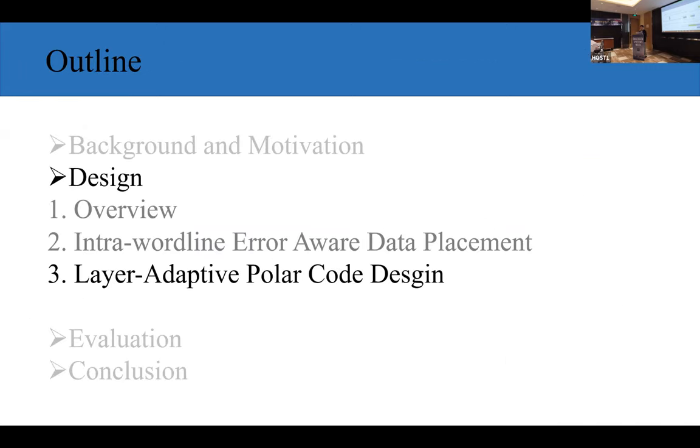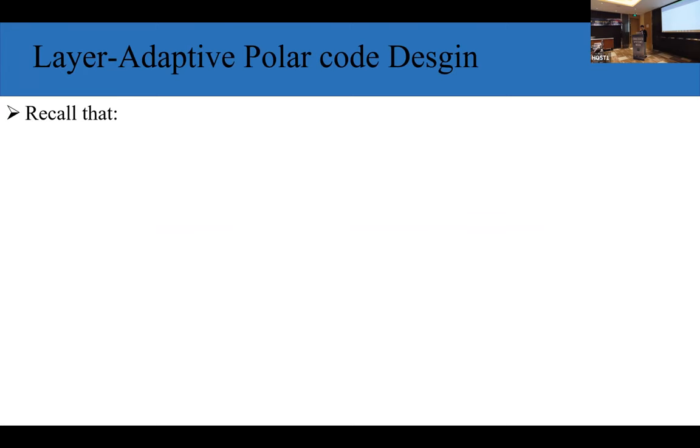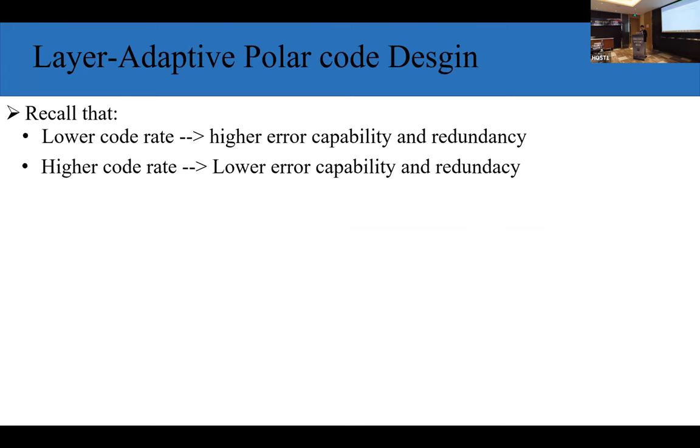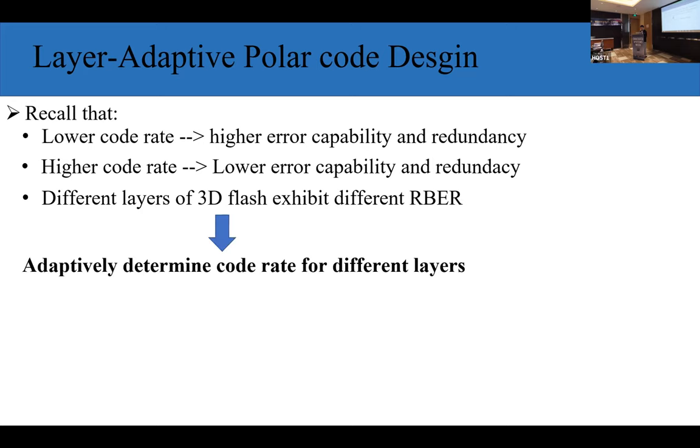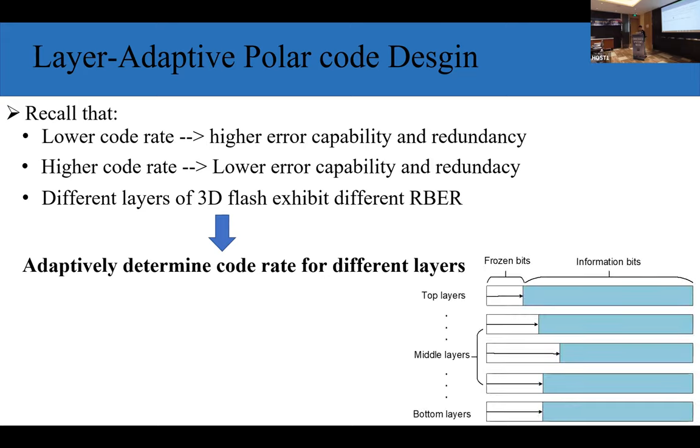Next, the layer adaptive polar code design. As before, polar code with lower code rates has higher error correction capability but higher redundancy. In turn, higher code rate has lower redundancy but lower error correction capability. What's more, different layers exhibit different raw bit error rates. To balance the reliability and redundancy of polar code, we adaptively determine the code rate for different layers by designing layer adaptive polar code. In this figure, during the encoding process, EVPC obtains the information of the targeted layer and reorganizes the polar code. Specifically, EVPC only needs to shrink or enlarge the length of information bits by converting some of them into frozen bits.